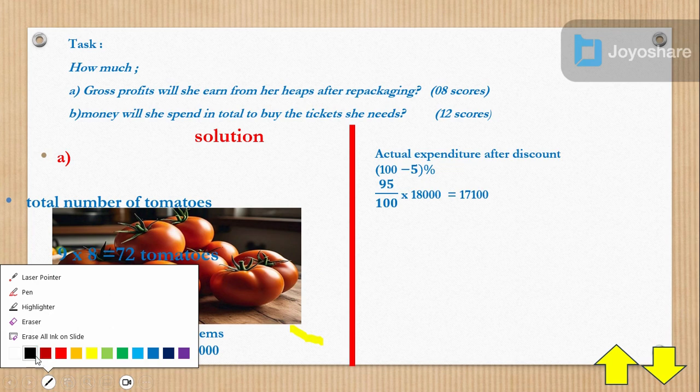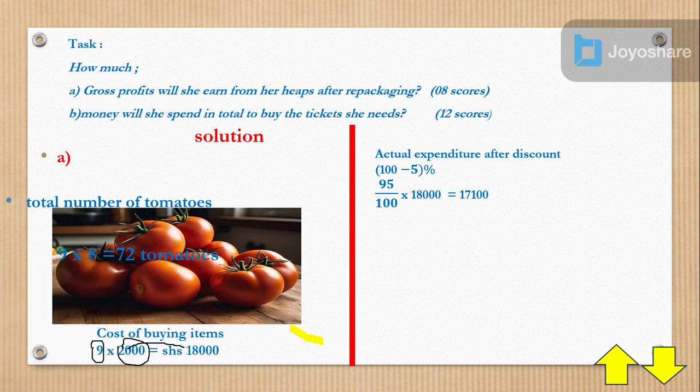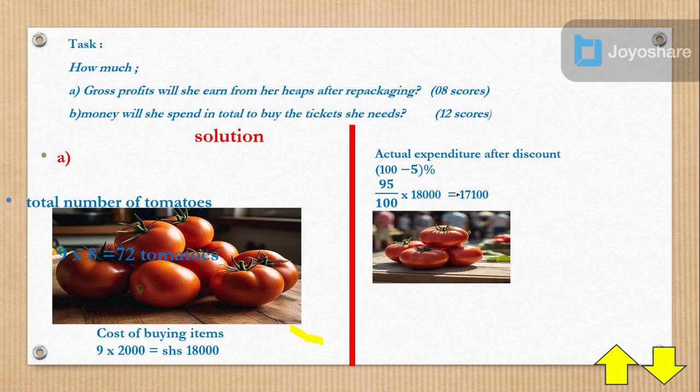In fact, without a discount she would buy at this price, but maybe she is a good customer, then she was favored, and later had to buy at this price. They favored her a little bit. Okay, let's proceed now. So after 95 over 100 times 18,000, that will give you 17,100 shillings. So with this, we are done seeing how much she bought at. So she bought at 17,100. Let's proceed.